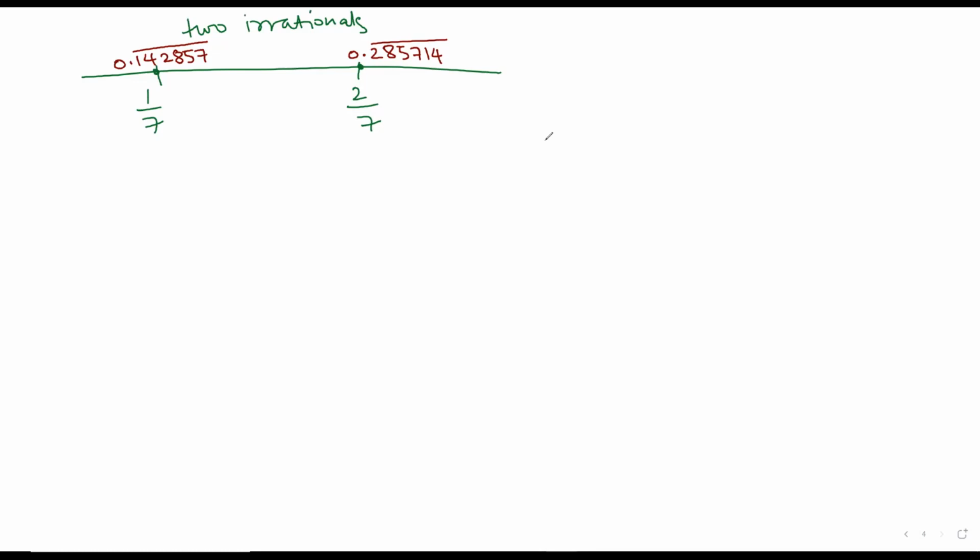Ma'am, there will be many between 1/7 and 2/7. Yes, there will be infinitely many. For example, 0.162344. Any number can be taken. But we're looking specifically for irrational numbers. So can you give me an example? 0.16? 0.15. Okay. Ma'am, am I correct?